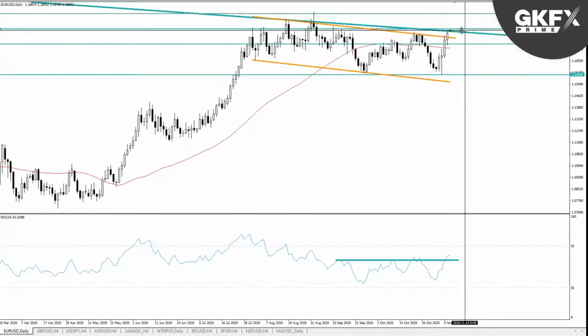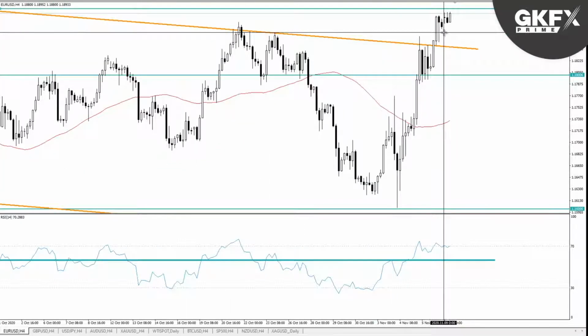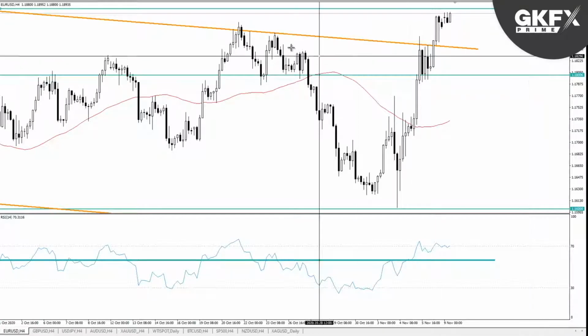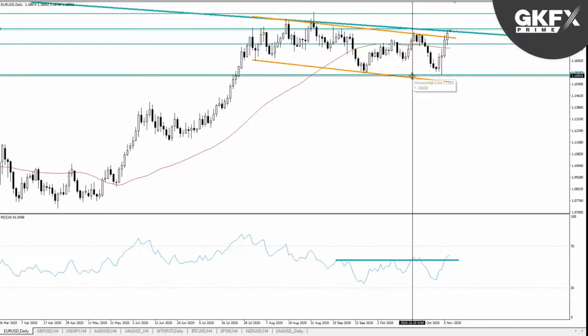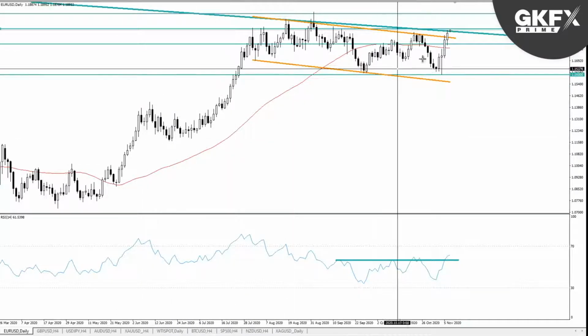And as of the start of the new week, we're pushing into this 119 level. So if we understand this channel to be a bull flag, then naturally we're going to see another up move similar to this on the other side.